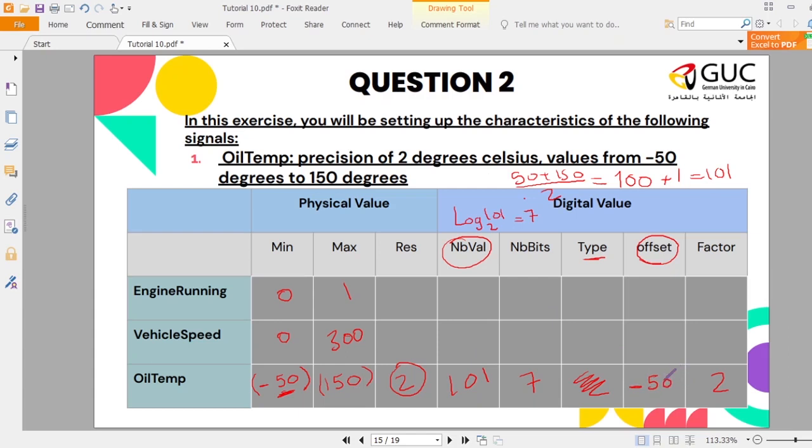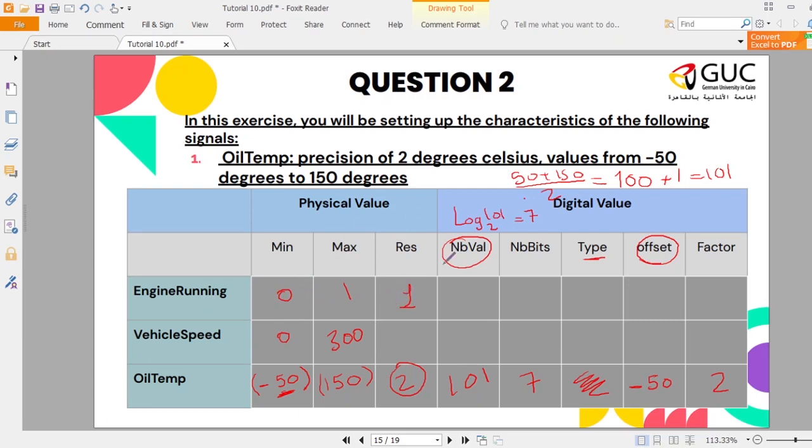Okay, so what we did in this question is set up the characteristics of 3 signals. The engine running, again, I will do it very fast just to recall everything we understood from this question. The engine running signal just says either the engine is running or not. So it's black or white, it's 0 or 1, right? Do we have a resolution? Yeah, we have a resolution of 1. Our step size from this value to this value is 1, right?